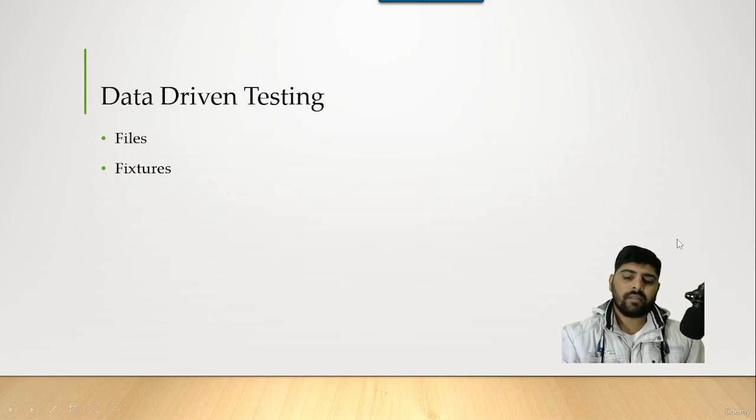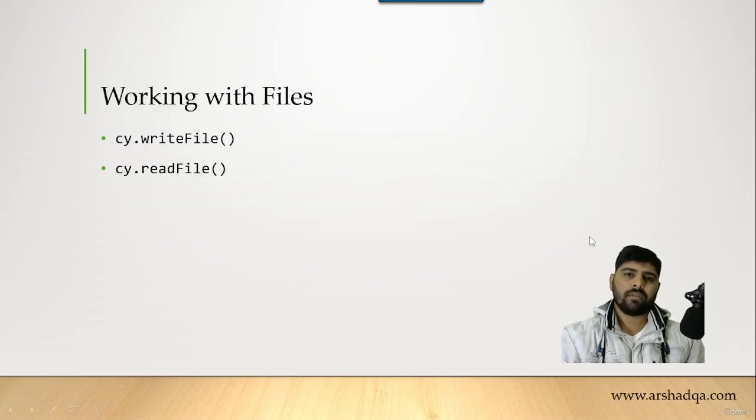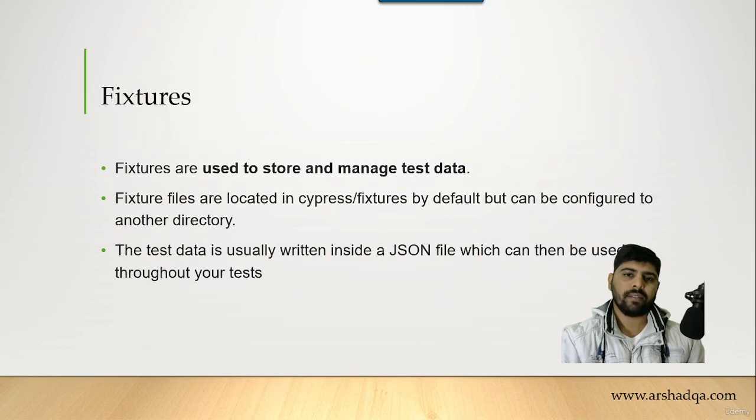In data-driven testing, we have files and fixtures. Our tests require test data, which can be provided from a CSV file or a text file. Fixtures are JSON files where we can store data and retrieve it. I have shown you that we can use cy.writeFile to write a file, and if we want to read from a file, we can use the command cy.readFile.